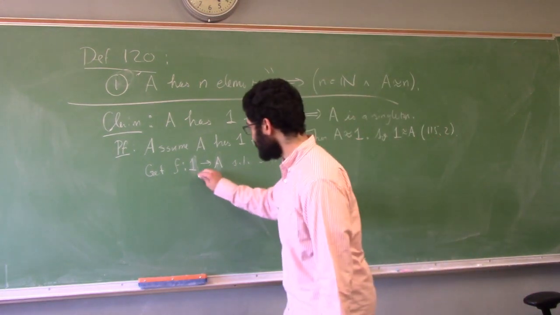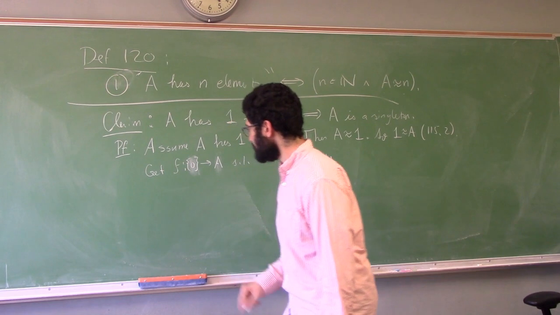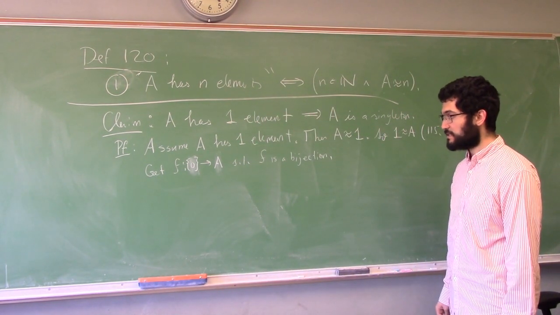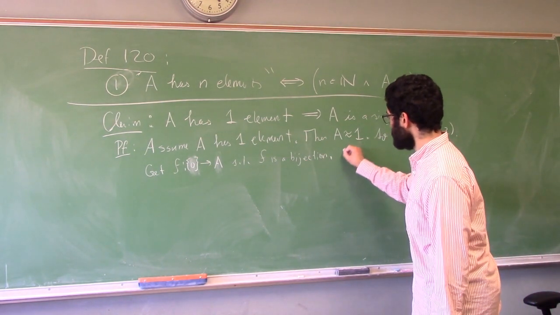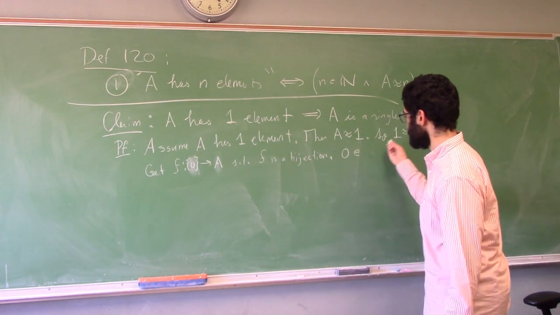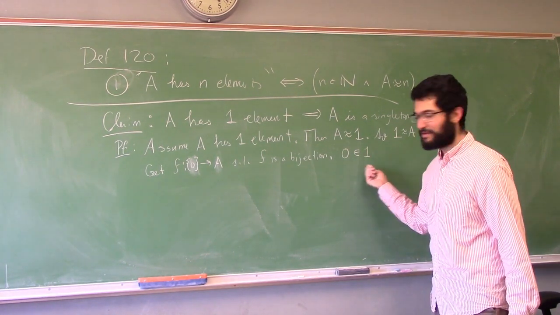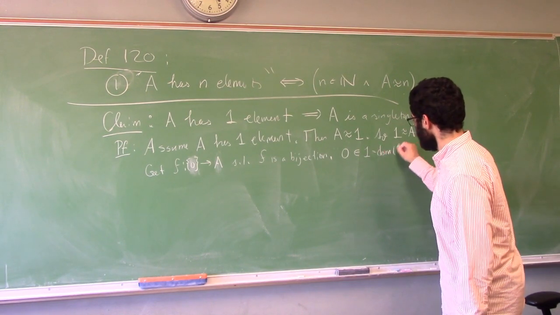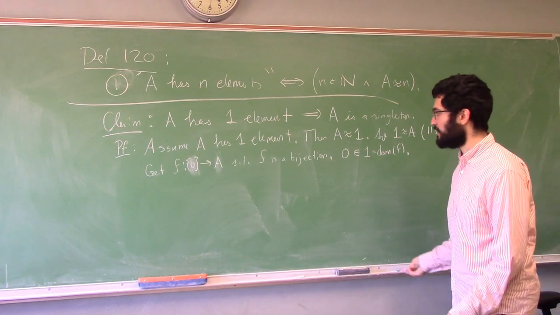Now, 1, I can rewrite 1. 1 is singleton 0, right? So that means, since 1 is the domain of this function, 0, let's write it like this, 0 is in the next of 0, which is 1, which is the domain of f. So just notice that. So that means I can talk about f of 0.